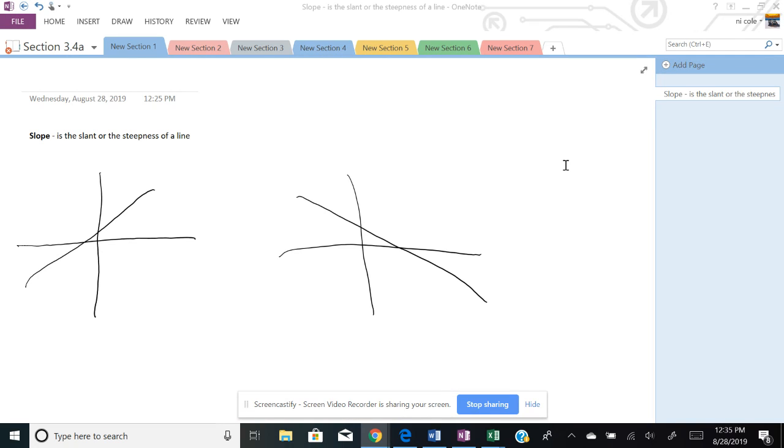All right, guys, these are the notes for section 3.4a. We are again looking at graphing. More specifically, this section is about slope. And slope is known as the slant or the steepness of a line.